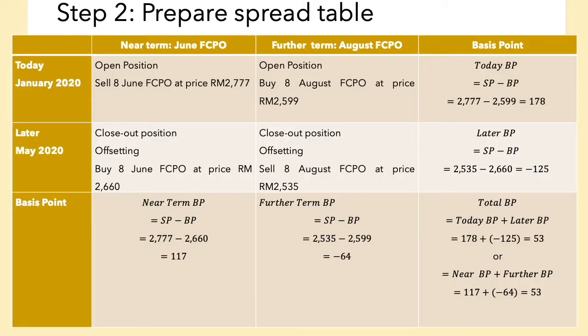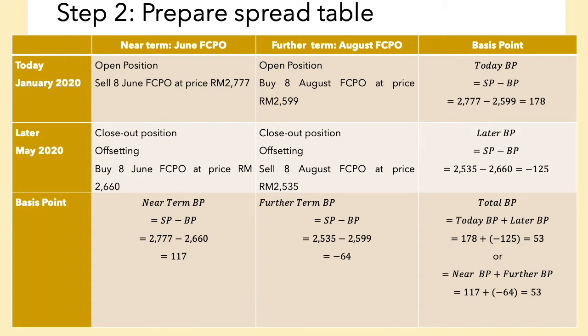Step number two, you need to prepare the spread table. To prepare the spread table, first you need to prepare three columns. The first column is for near-term futures, the second column for further-term futures, and the last column is where you calculate the basis point. So today in January, in the first row, you open a position: you sell near-term futures, and at the same time you buy further-term futures.